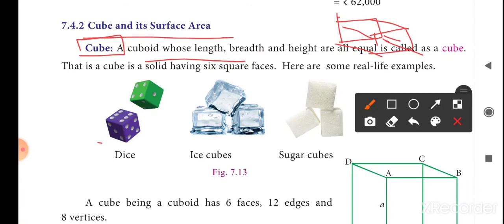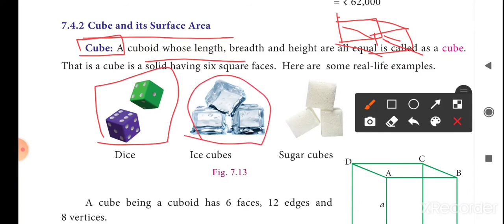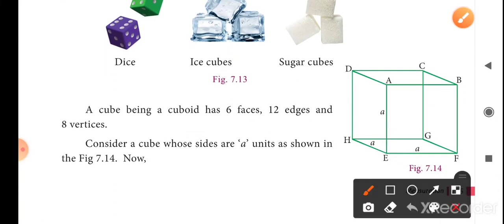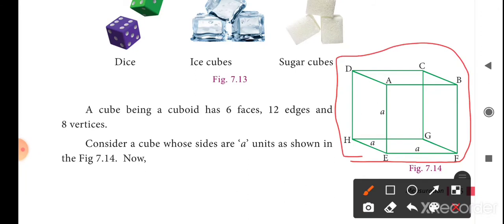Like dice. Dice, you know that, dice and sugar cubes and also ice cubes. This shape is like this. Dice, you know the dice now, so it's a very well-known object. A cuboid has 6 faces, 12 edges and 8 vertices. All sides are equal, no?